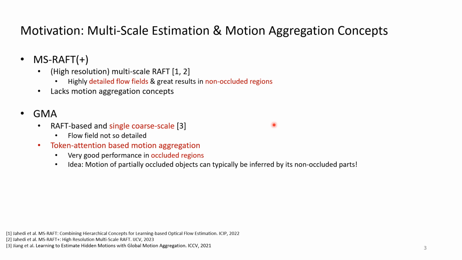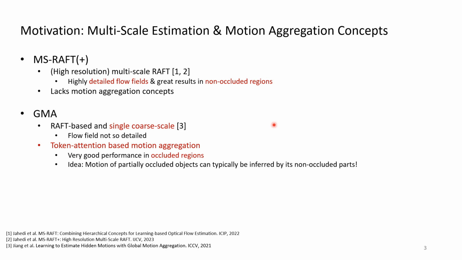Like in RAFT, their flow fields are not as detailed, but they introduced a very nice motion aggregation concept. Their idea was that the motion of partially occluded objects could be inferred from its non-occluded parts, and they implemented it using token attention. Here they gained very good results in occluded regions, unlike in MS-RAFT and MS-RAFT Plus.